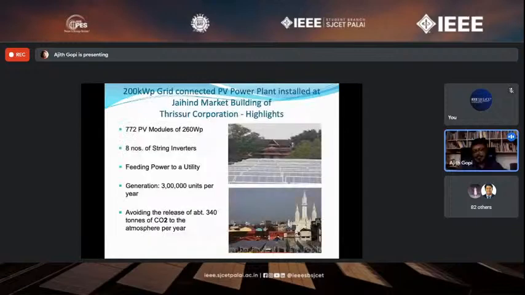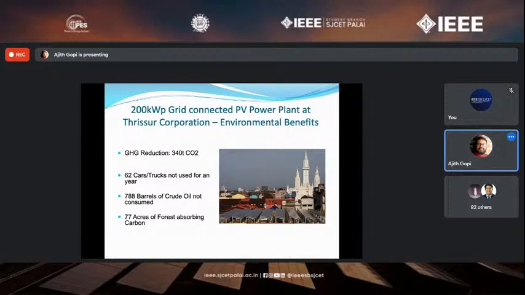This is another rooftop, just to give an example of a rooftop, a 200 kilowatt rooftop power plant we installed as part of the technical consultancy scheme in Thrissur Corporation. You could see an idea of how it looks like. Here, we had 8 string inverters and more than 700 PV modules. It avoids around 340 tons of carbon dioxide into the atmosphere. Small power plants can do a lot of job on the environmental side. Isn't it interesting?